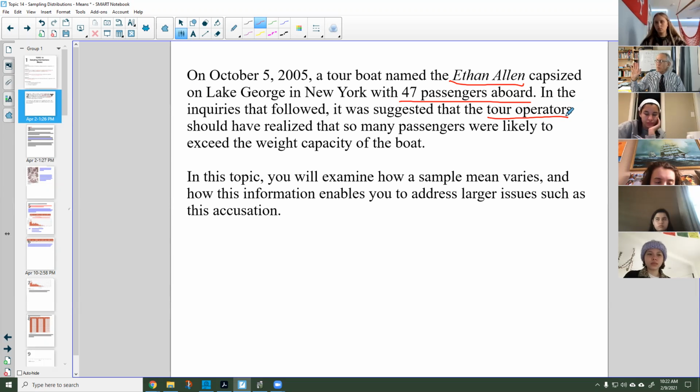Anybody in this group thinking about becoming a lawyer? Good, we got one. Depending upon the kind of law that you do, but if you do any kind of trial law, this type of stuff is going to come up all the time. People are using statistics to say, nope, you should have known that. So we're going to discuss this particular example in a bit.